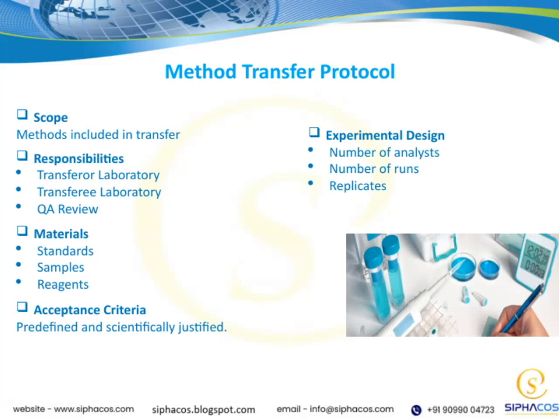Now let's talk about experimental design, the backbone of any solid study. We consider how many analysts will be involved, the number of runs, and replicates to ensure reliability. The method transfer protocol defines the scope and which methods are included. Responsibilities are clearly divided between the transferer and transferee labs, with QA overseeing the process. Materials like standards, samples, and reagents are specified. Finally, acceptance criteria are set up front. They're predefined and backed by scientific reasoning. This structure keeps everything on track.